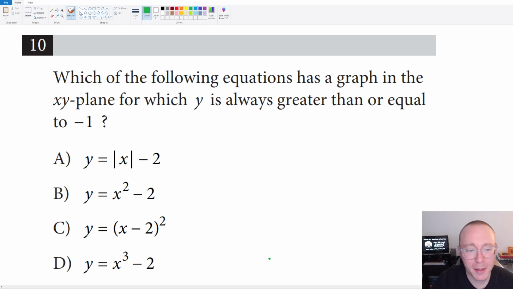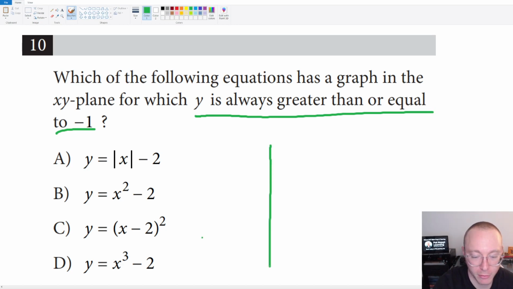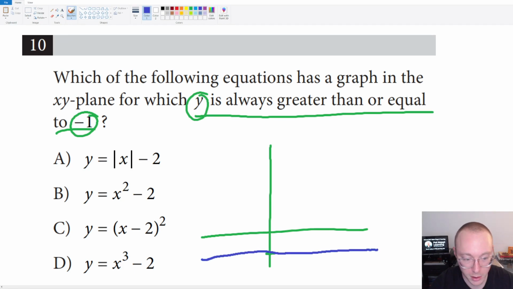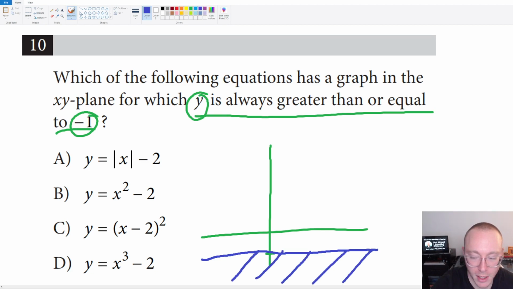In any case, what do they mean by y is always greater than or equal to -1? Well, if we were to sketch out a graph and think about where y is equal to -1, that would be right down here, right? That would be 1 unit below the x-axis, and it basically means that we need to be on or above this line, y equals -1. And if anything goes down below this line, it is not going to be a valid answer.